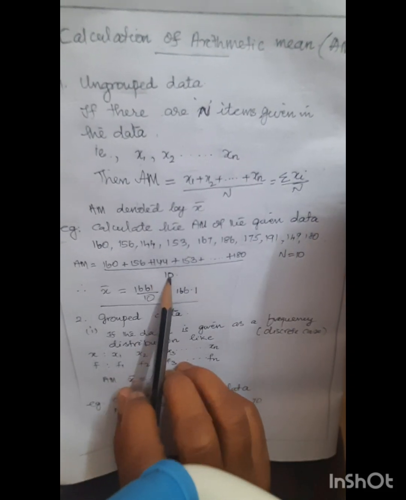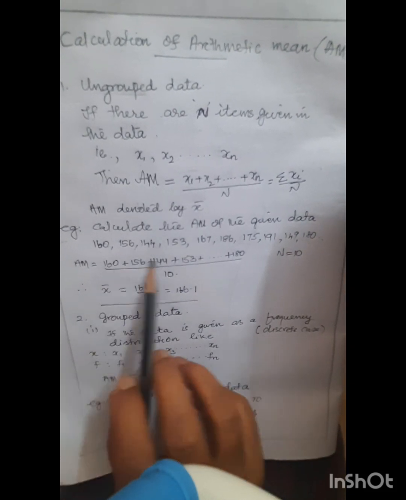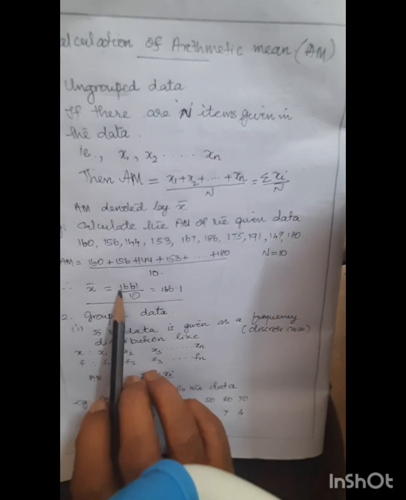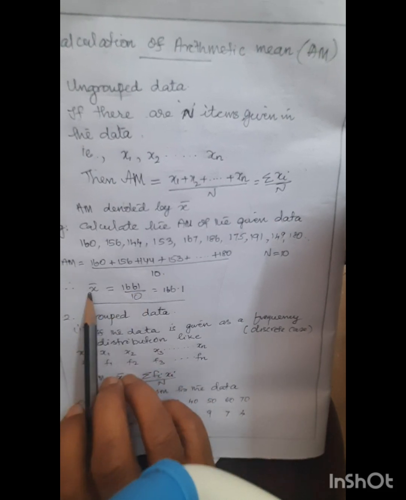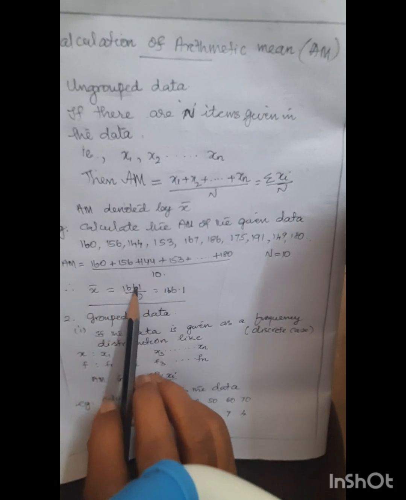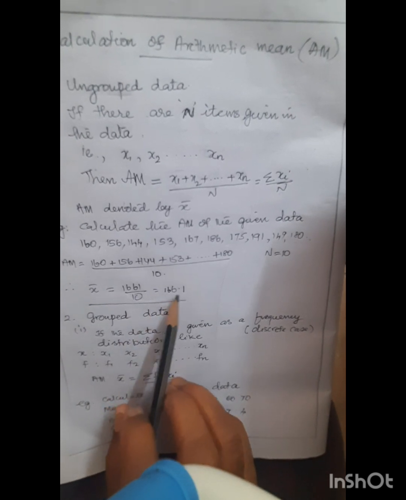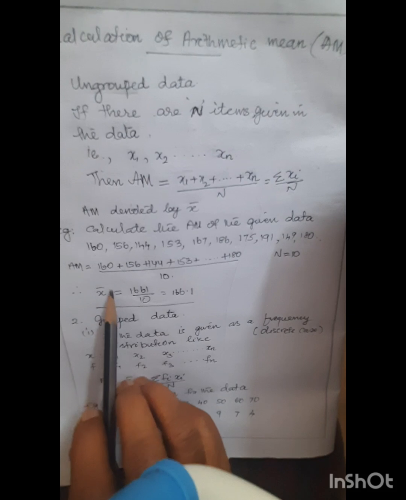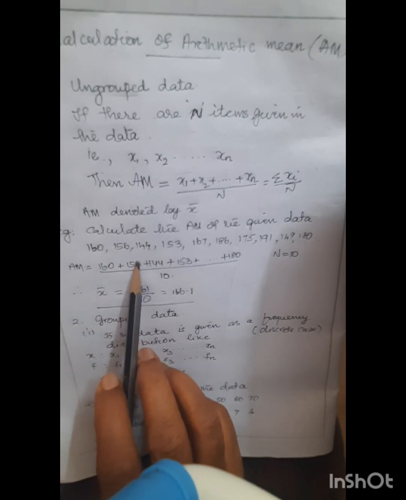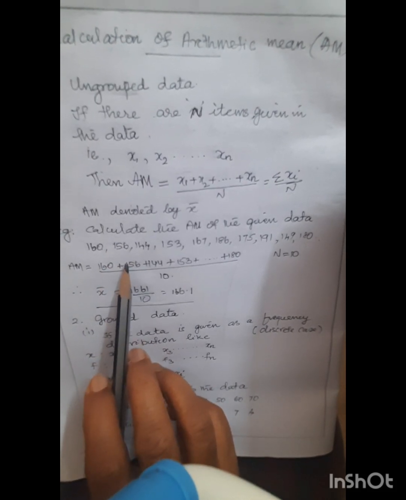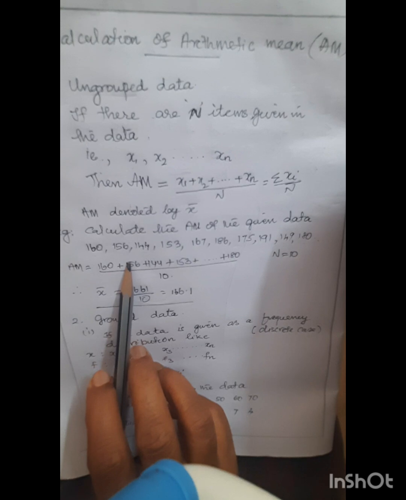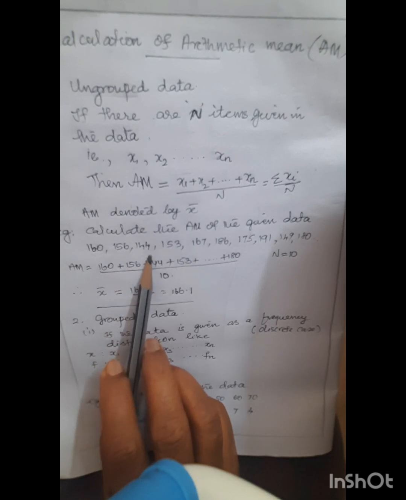So write here 10. So this total is 1661. So x bar is equal to 1661 divided by 10. That is 166.1. That is the arithmetic mean of this data, which is an ungrouped data.